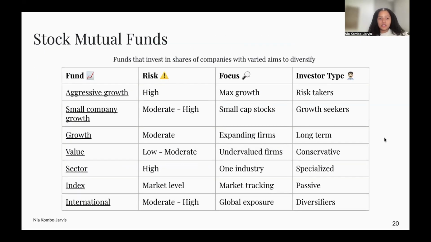To get into stock mutual funds, these are funds that invest in a pool of shares of companies with varied aims to diversify. So I've included this table here to show the different types of stock mutual funds. As you go down the first column, you'll see different names and then risk, focus, and investor type associated with each. So for example, if you are a risk taker type of investor, then you would probably want to invest in aggressive growth mutual funds. So this would have high risk, but would be focusing on maximum growth.